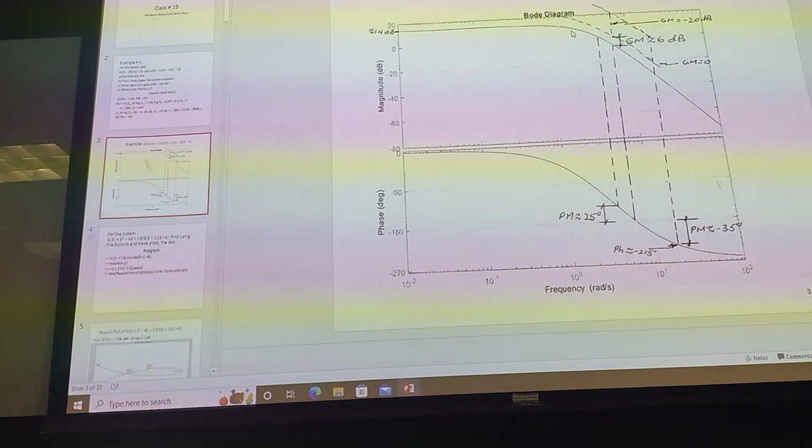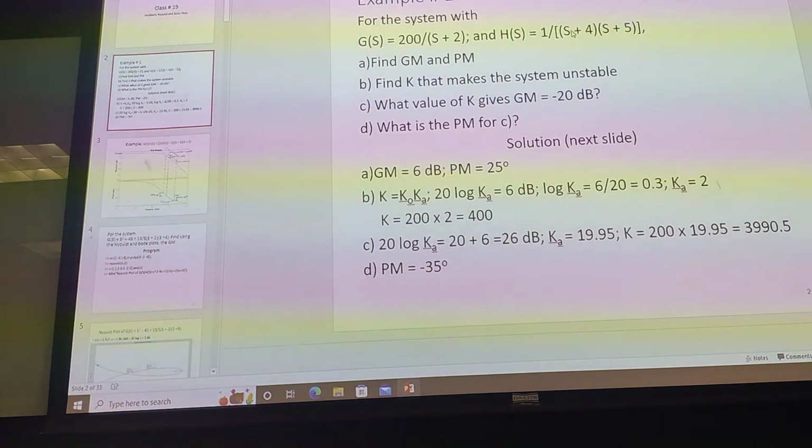Now, we can calculate that if the gain margin, as we have seen, is 6 dB or 25 degrees positive, then the system, in conclusion, is stable. Now, how much do we have to increase K in order to make the system unstable?